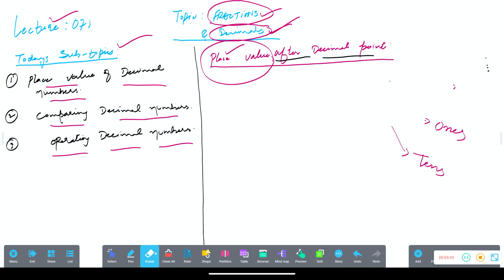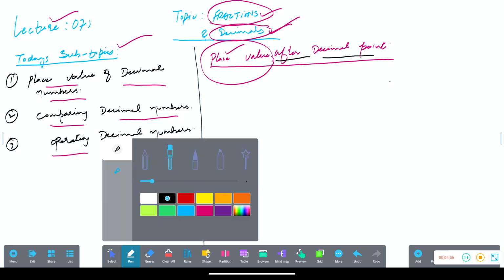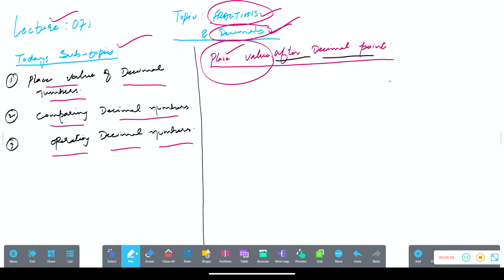So let me tell you the place value of the first digit. Place value of the first digit after the decimal point. The first digit that comes after the decimal point, I am writing here the place and here their values.